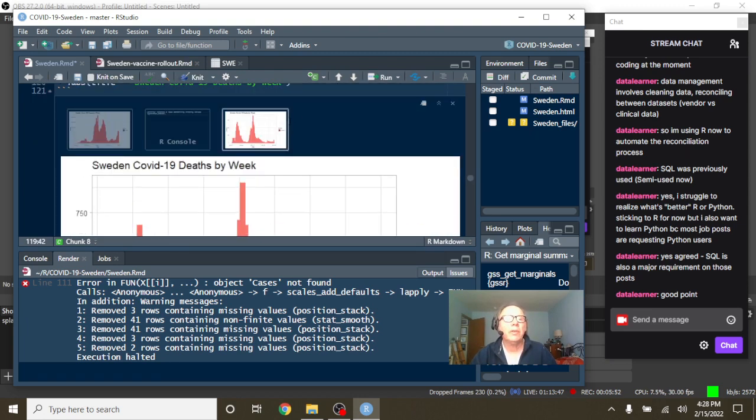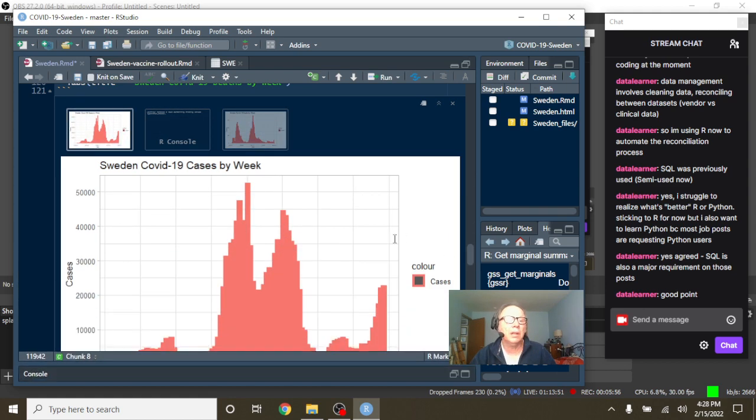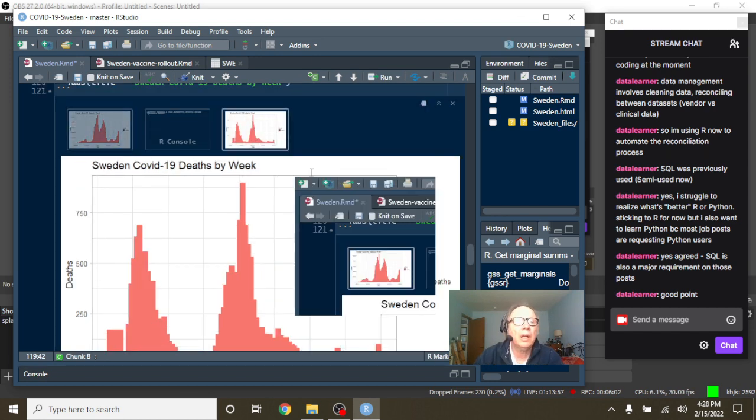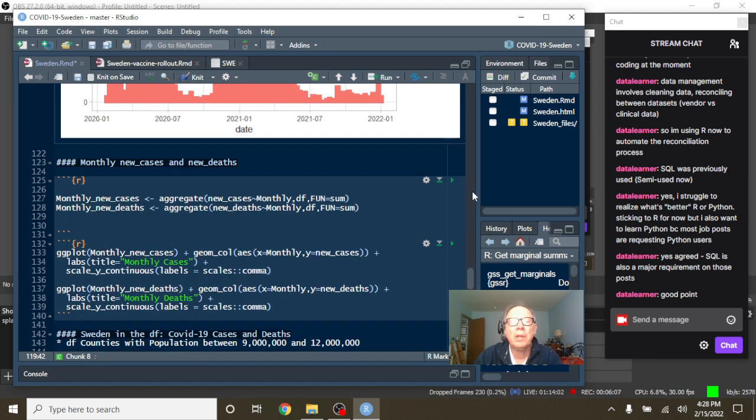Okay, let's take a look over here now. This is Sweden's cases by week. And this is Sweden's deaths by week. We can come down here and take a look at some monthly numbers now.